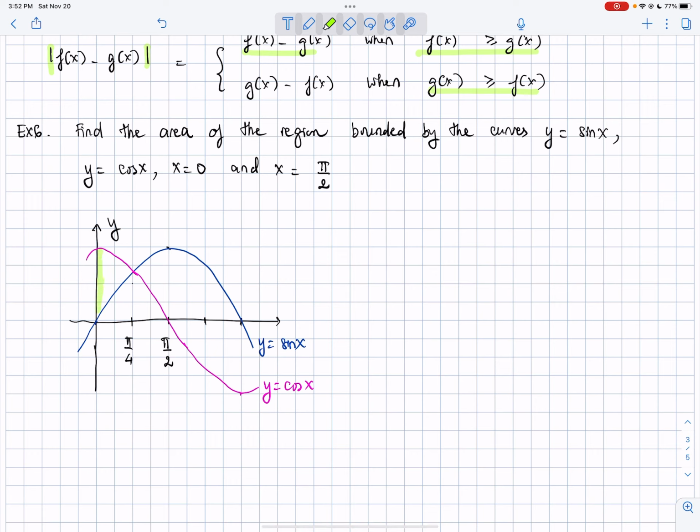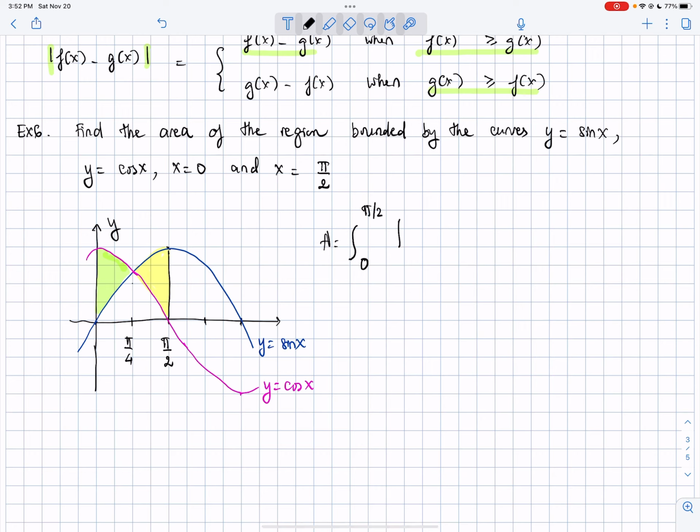We see that from 0 to pi over 4, the pink cosine function is above. And from pi over 4 to pi over 2, the sine function is above the cosine. So to find the area, we will have to divide this interval into two pieces. First of all, let's do the whole thing, from 0 to pi over 2, that's what the question is asking.